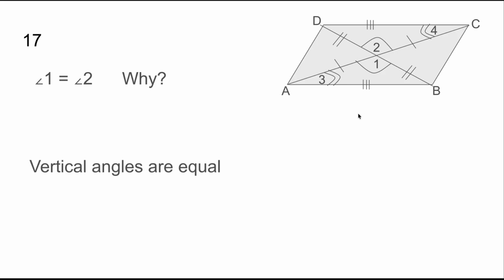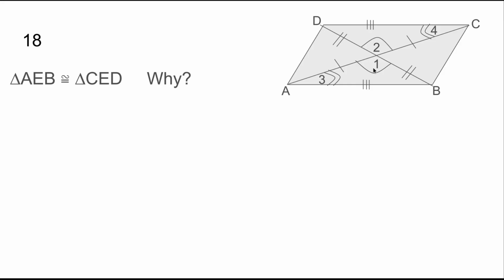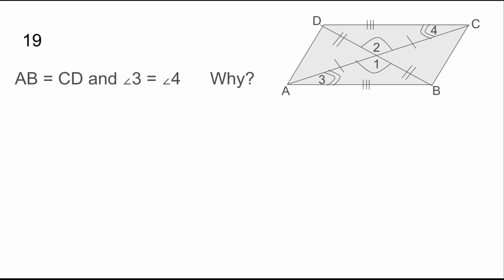We also know that the vertical angles are equal. So just like we've talked about, thinking about these as parallel lines, and this is the transversal, we also know that these 1 and 2 are vertical angles. AEB and CED are congruent triangles, and why? Side, angle, side, like we talked about earlier. Number 19, AB equals CD, the top and bottom, and also angles 3 and 4 equal each other.